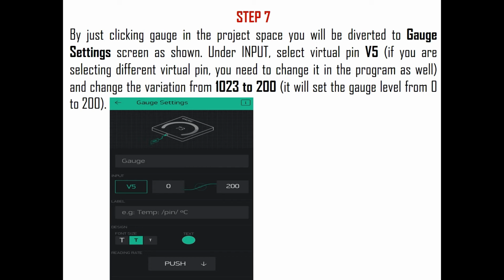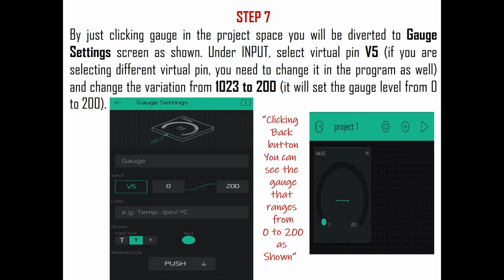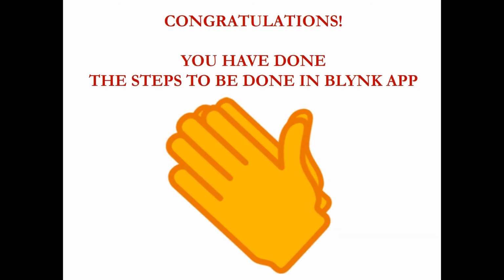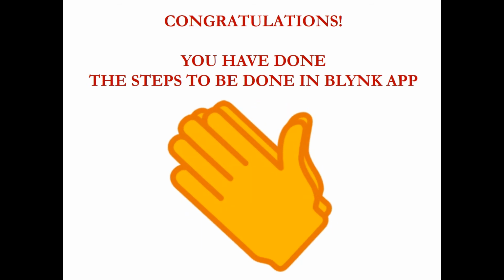Now change the range from 1023 to 200, because mostly the sensor will give values less than 200. Once done, click the back button. Now in the project space, you can see the gauge level from 0 to 200. Also you can see that virtual pin V5 in the gauge as shown. Congratulations, you have done the steps to be done in the Blynk app. Let's see the steps to be done in Node MCU in lecture 3.